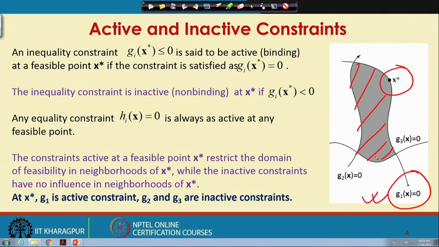So, x star is satisfied by all g 1, g 2 and g 3, but only g 1 is active because it is being satisfied as g 1 equal to 0, whereas g 2, g 3 are inactive constraints. They are not satisfied as g 2 equal to 0 or g 3 equal to 0.